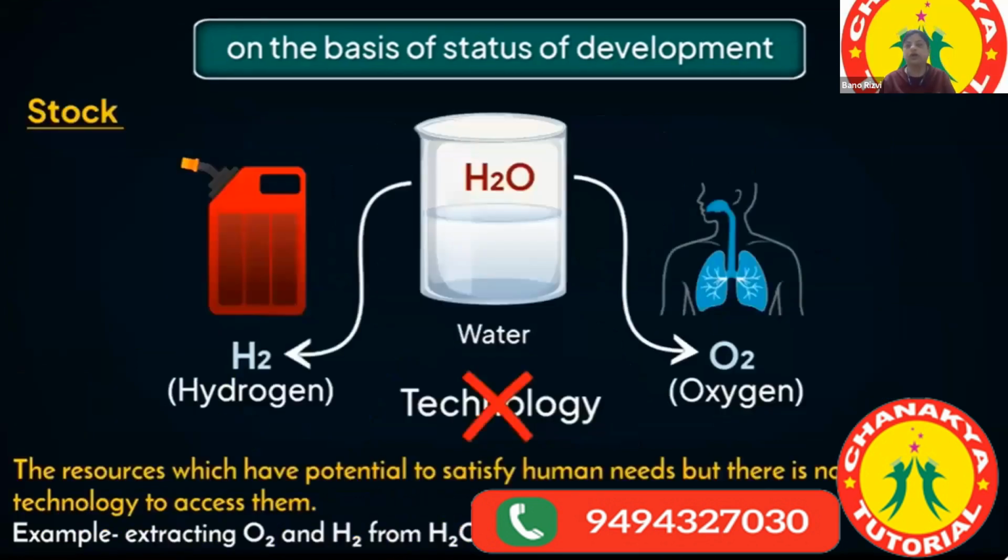Stock, like we have water. Okay, now we need hydrogen, we need oxygen. We have water, but we are not able to produce hydrogen or oxygen because we don't have the appropriate technology. Okay, so this is the stock.